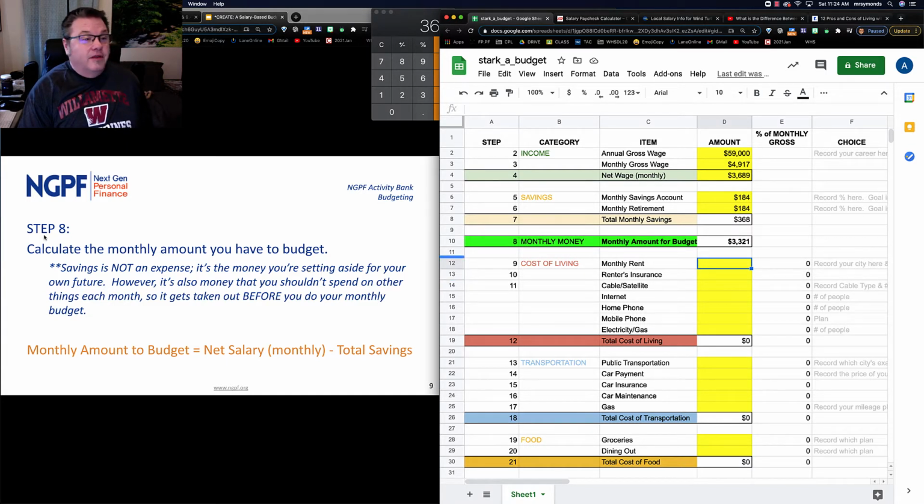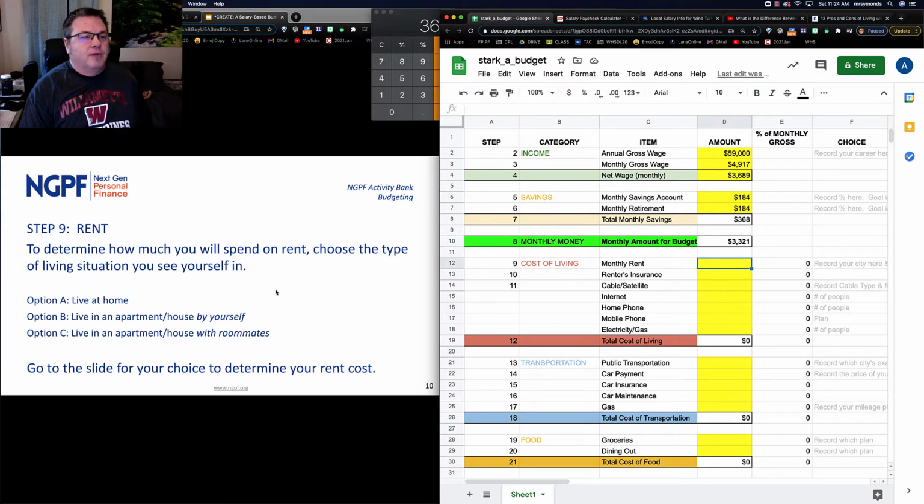Step 8. The step goes with a step, because when I pause out of here and you start doing some of this on your own, you're going to need to know when it says step 8, you fill in step 8. Okay. So determine your living situation here.